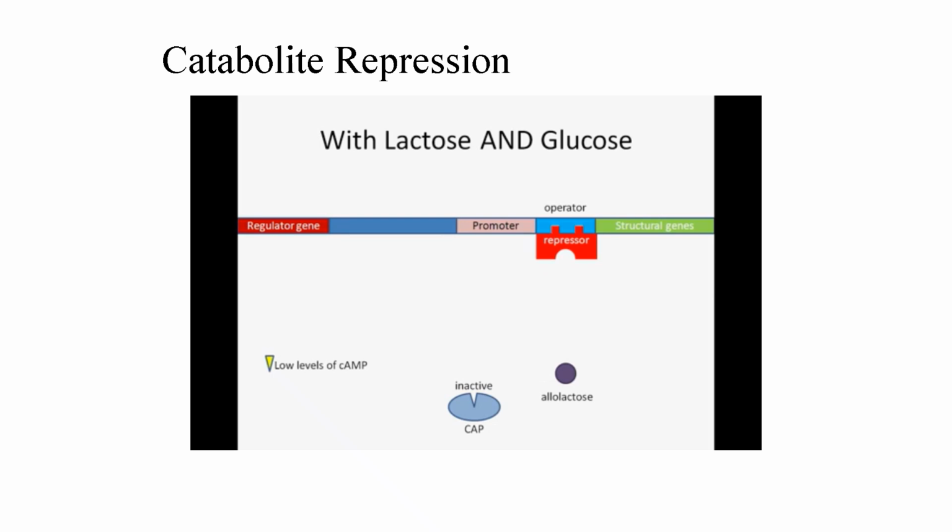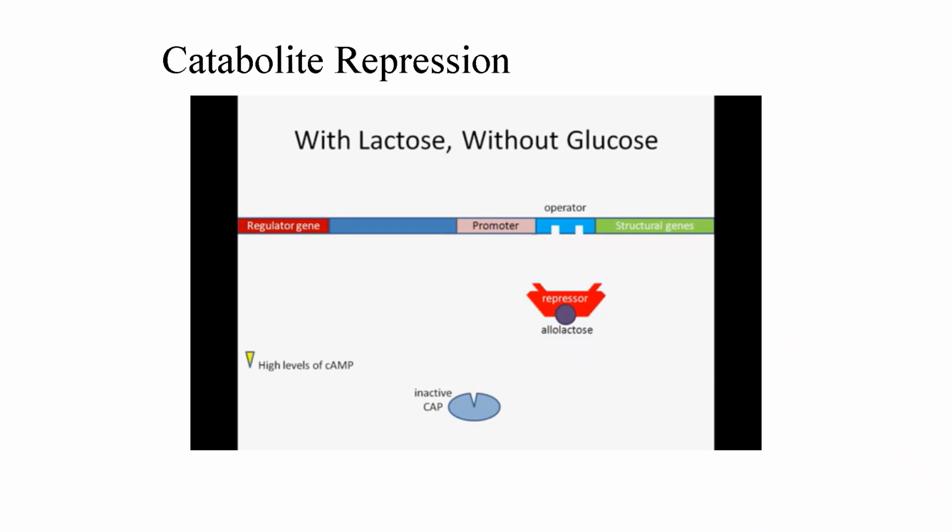When glucose is available, cyclic AMP levels remain low and CAP therefore remains inactive. Under these circumstances, even though lactose is present, little transcription of beta-galactosidase, permease, and transacetylase occurs. Only when levels of glucose are low is cyclic AMP available to bind and activate CAP, which in turn facilitates transcription through enhanced RNA polymerase binding.